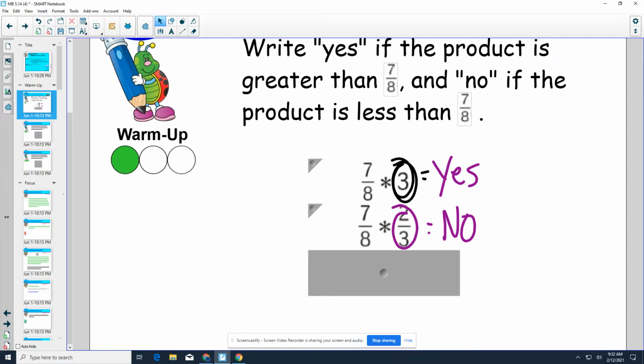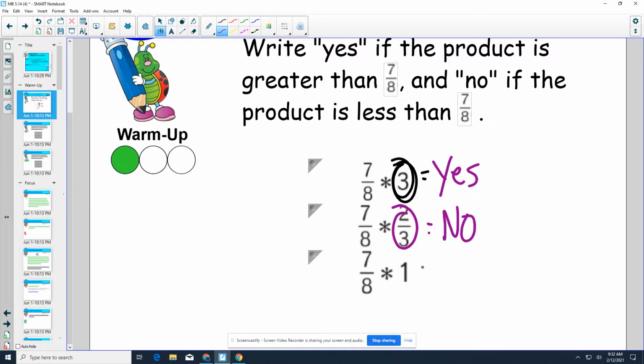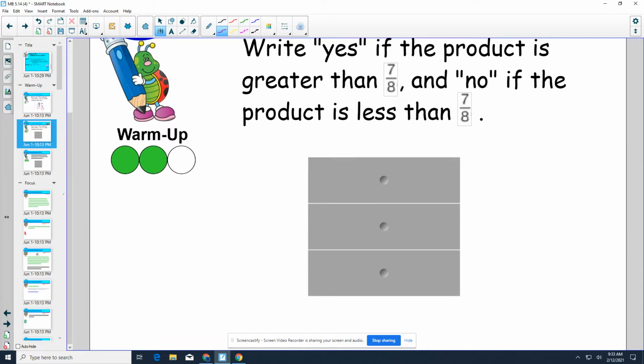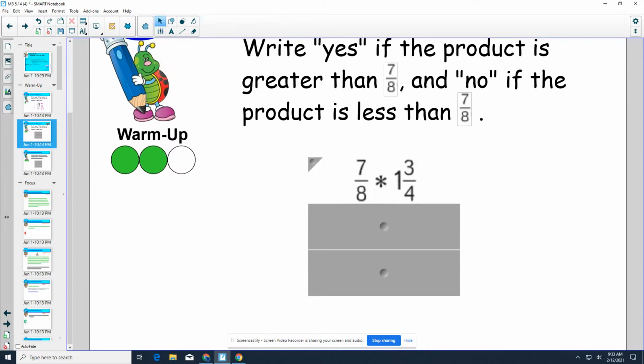And then the last one on here, 7/8 multiplied by 1. Well, this wouldn't actually be yes or no, because yes means greater than and no in this case means less than. So it's actually equal to, right? So in this case, you would say that 7/8 multiplied by 1 would just be equal to 7/8. So it's not greater or less than 7/8. Let's look at another round of these.